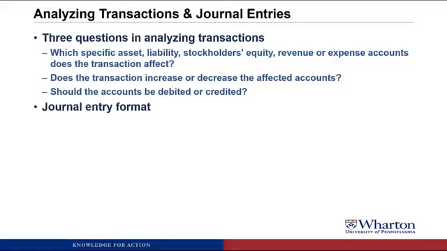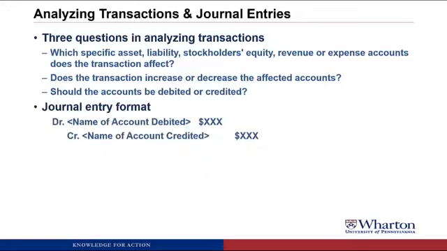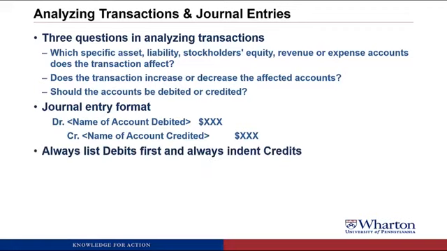Then we can put it in the journal entry format, which is our shorthand for what happened in the transaction. We start with the debit account. We use the abbreviation DR for debit, the name of the account, and the dollar amount. Then we list the credits after that. We indent the credits, put a CR for the abbreviation, the names of the accounts credited, and the dollar amount. The key thing to remember is always list your debits first, then list your credits, and then always indent your credits.